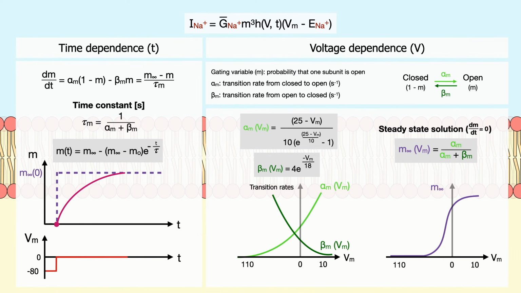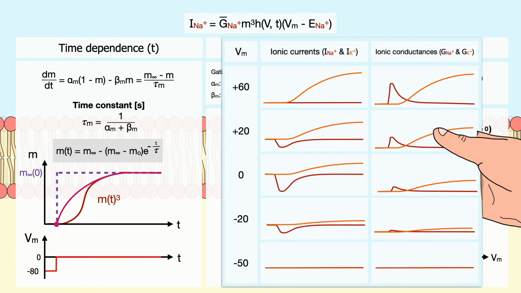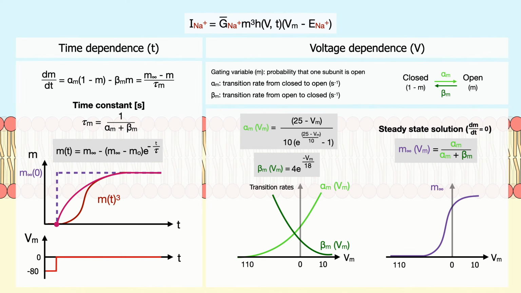In terms of time, m also exponentially increases up to m infinity under a clamped voltage, and to get a better description of the entire channel, one can consider m cubed as a function of time. But we know that as a function of time and voltage, the sodium current does not just steadily increase, it shuts off rapidly after activation. This is where h becomes important.